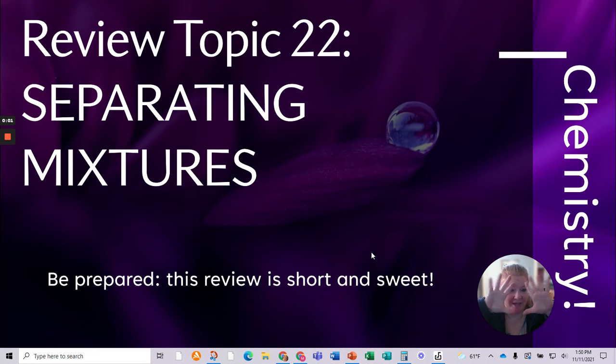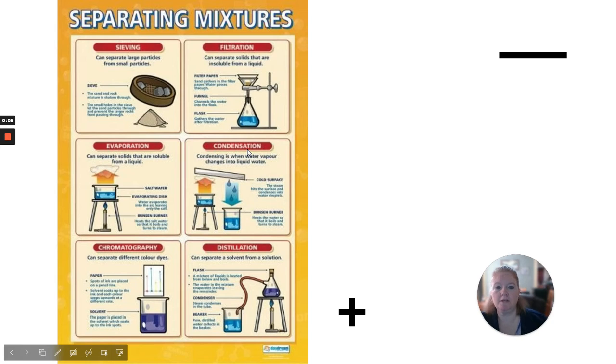Chemistry review topic 22, separating mixtures. Okay, so when you have a mixture, it could be homogeneous or heterogeneous, and the way we separate it may be related to that. So distillation first. We can separate two liquids based on their differences in boiling point.